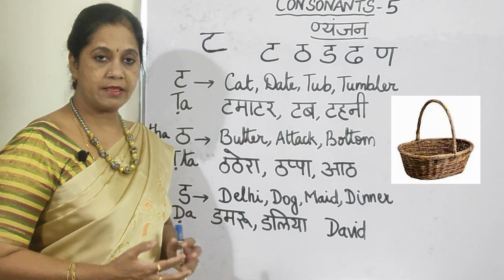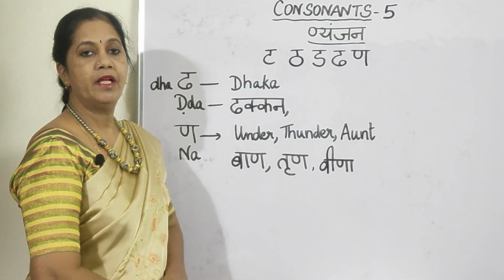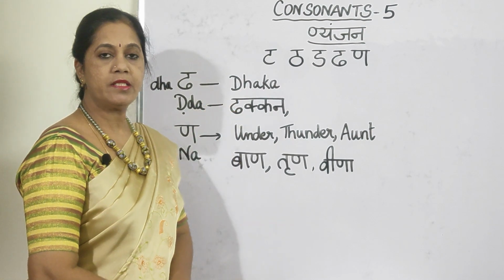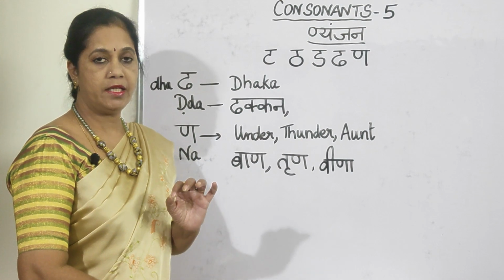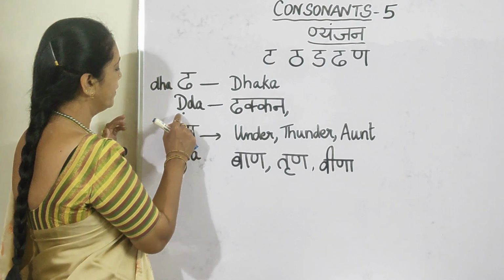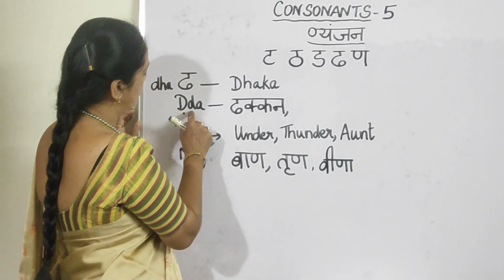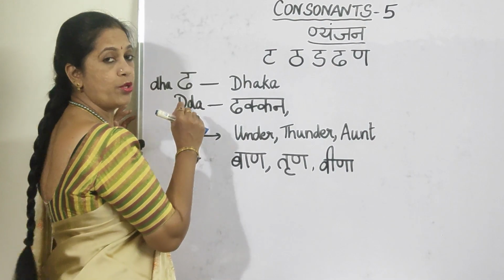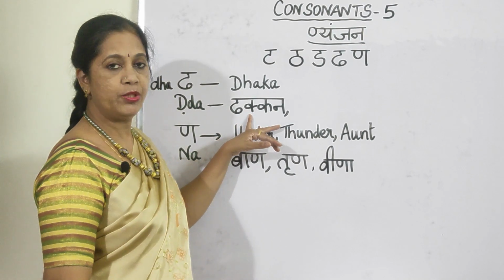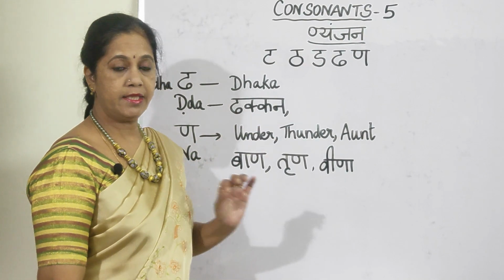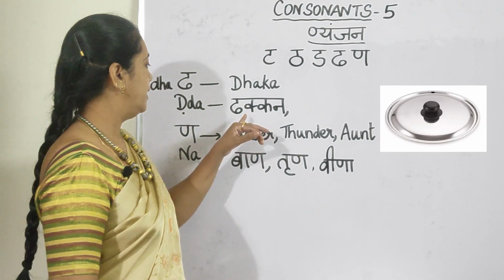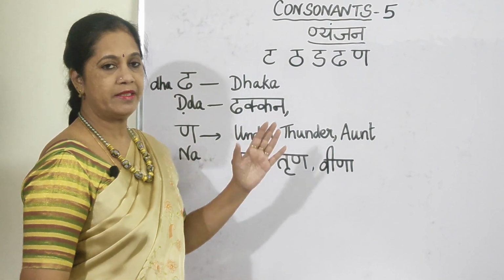Dalia means basket. Now the next letter, dha. I have given you one word here which is Dhaka, a place name. And I've given you the symbol here, the capital D with a dot and another D and A, to give the pressure, dha. In Hindi, I've given you a word, dhakkan. Dhakkan means lid.